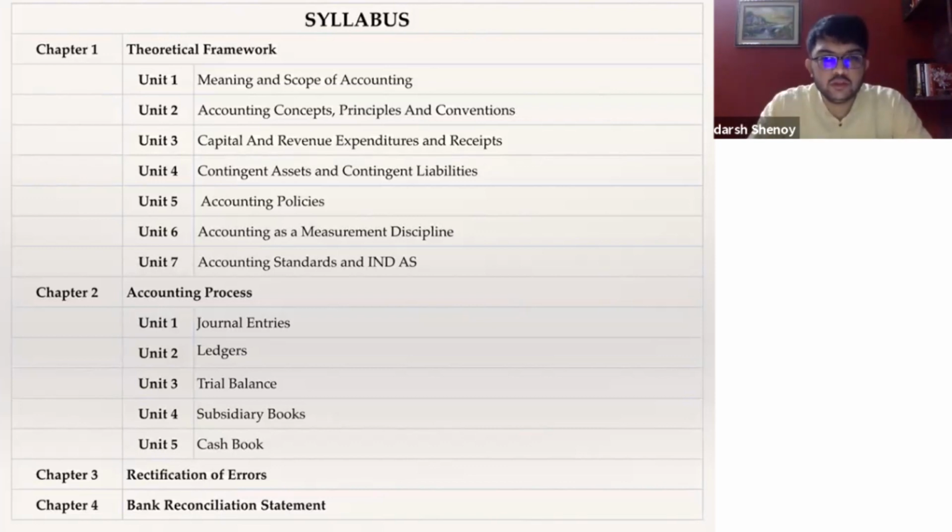Okay, so from the exam point of view, I'll just tell you what is important for us. The first chapter comes for around 6 marks. I mean, the institute can change the pattern. There's nothing like a blueprint, like how we used to have in 12th standard. There's nothing like a blueprint in CA. That's why it makes the course interesting.